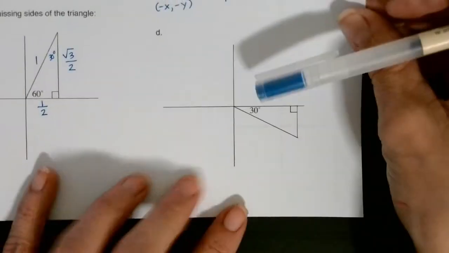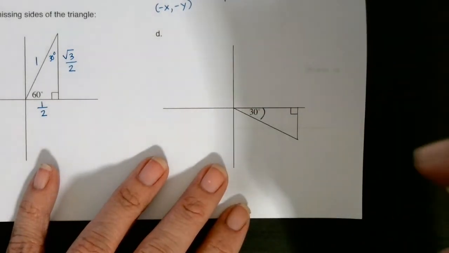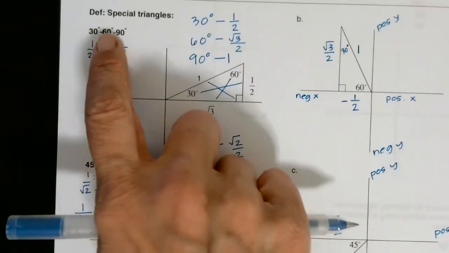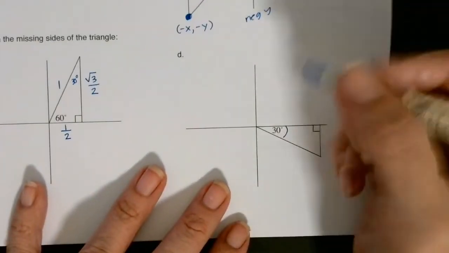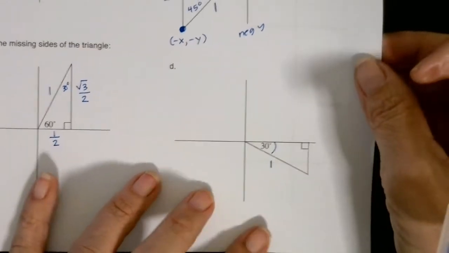Oh no, they're trying to trick us. Instead of giving us 60 degrees, they give us 30 degrees. But we are not tricked. We know it's a 30, 60, 90 triangle. So we know this is a special triangle. So we know the radius is 1. It's opposite that right triangle always.